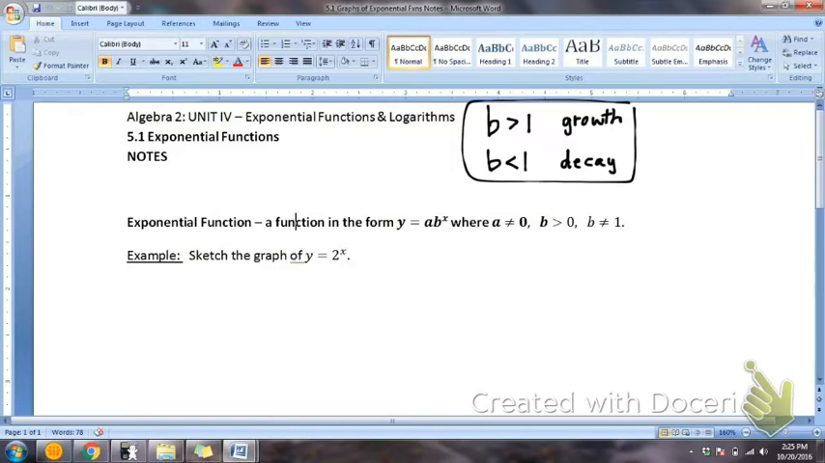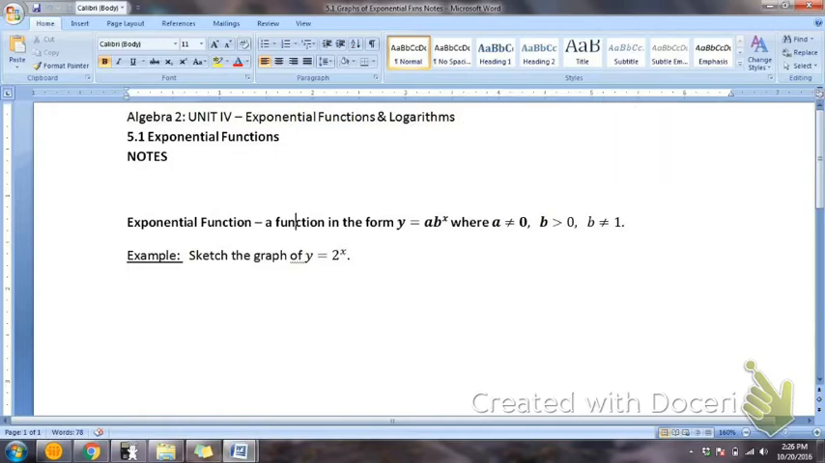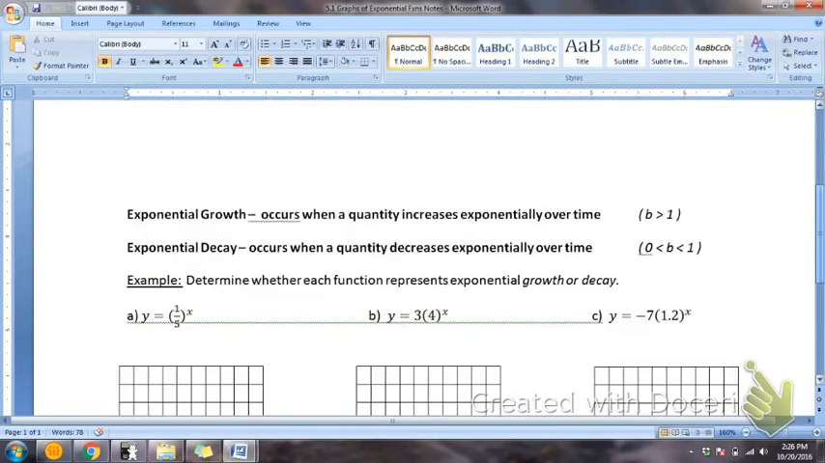And usually our graphs will look like such. So a growth graph will typically look like this. A decay graph will typically look like this. But not always. Okay? So when our y-intercept is negative, it's going to look a little bit different, and I'll show you an example of that in just a second. All right, let's look at these examples down here below.